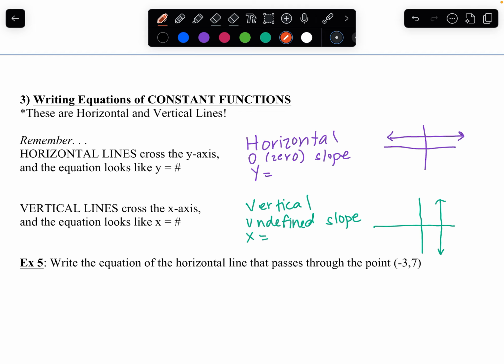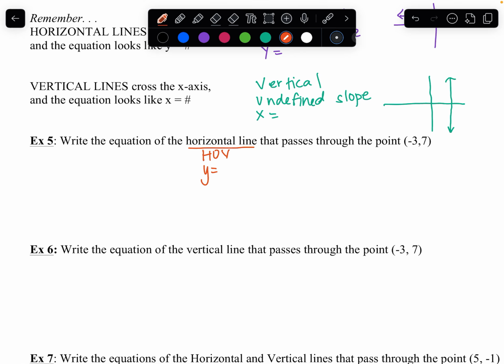So what we're going to do is write an equation of a horizontal line. So that's a HOY. So that means we're going to have y equals, that passes through the point (-3, 7). So what this means is we want to look at the y value. And so our equation is going to be y equals 7.